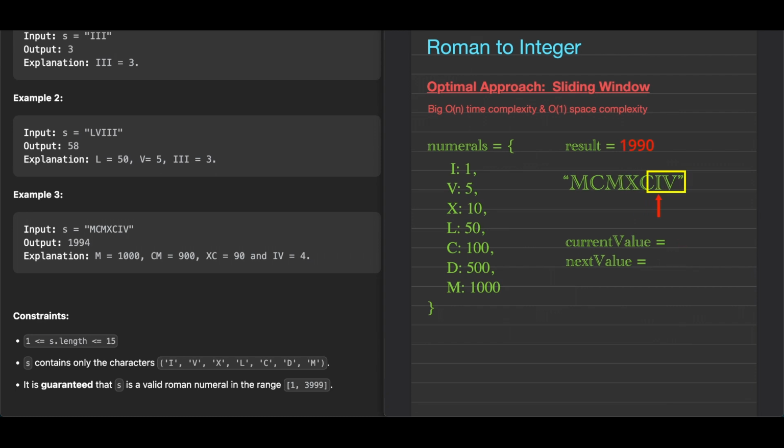Our for loop iterates and our index increments by 2, giving us an index of 5. Our current value is 1 and our next value is 5. So again, we have another subtraction situation. 5 minus 1 is 4. We add that to the result, and our result equals 1994. Our for loop iterates and our index increments ahead by 2, which puts us out of bounds. The for loop exits, and we return 1994.